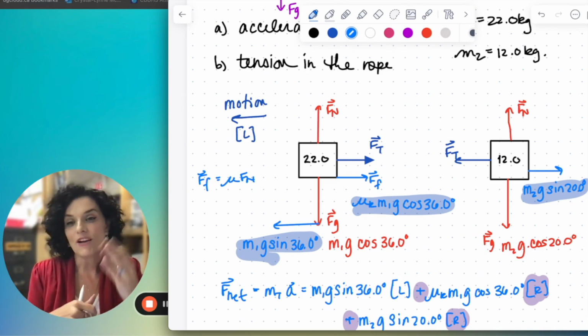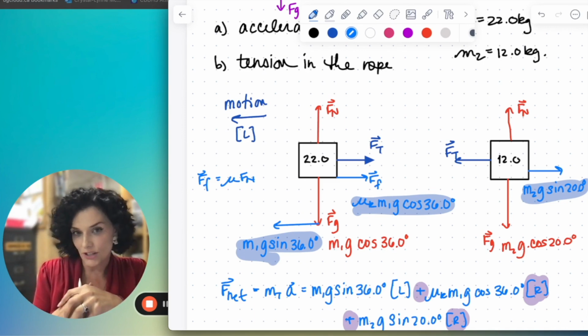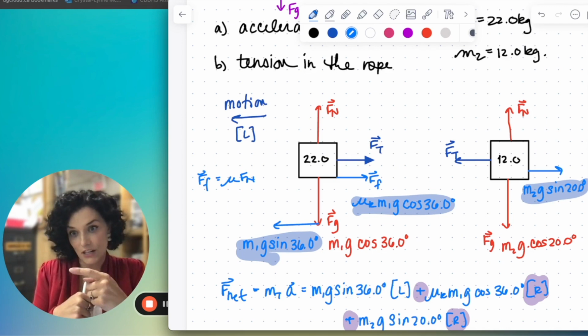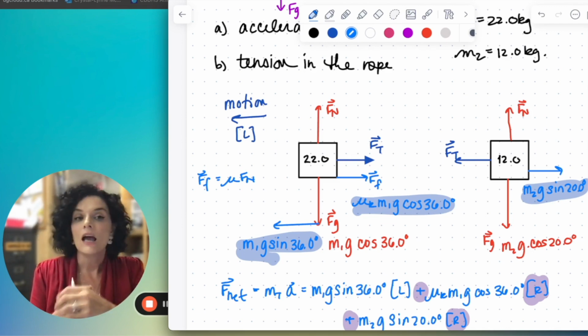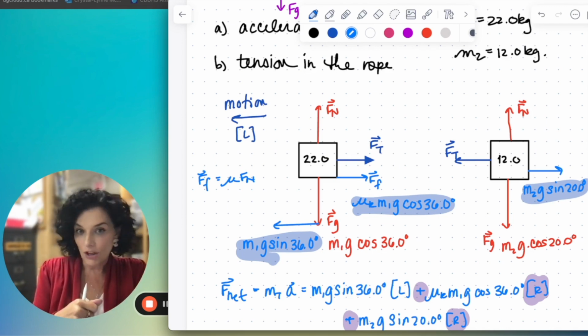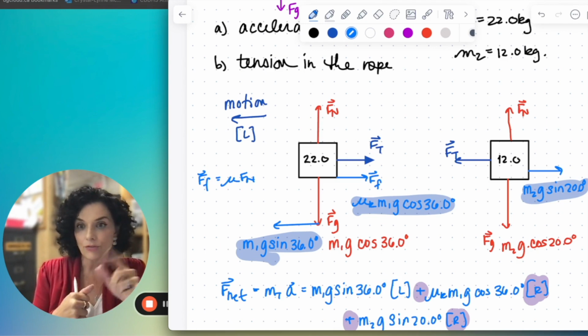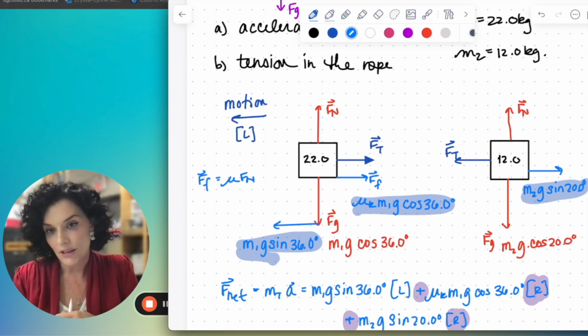So if I look at my first mass, the 22 kilogram mass, I have a force of friction, I have a tension force, and then I have a gravitational component to it. So I have 3. Whereas my smaller mass, the 12 kilogram mass, I have tension, and then I've got its oppositional force of the force of gravity pulling it downwards. So the easier one in this option here is going to be mass number 2.